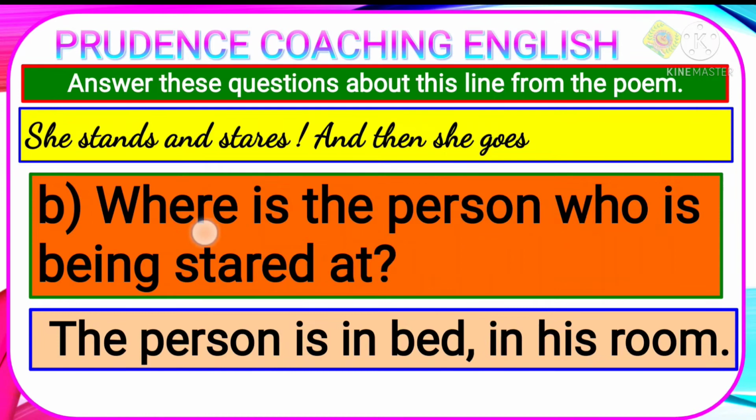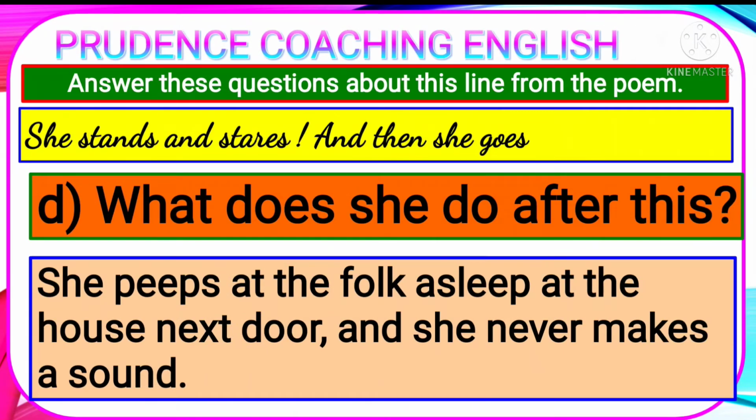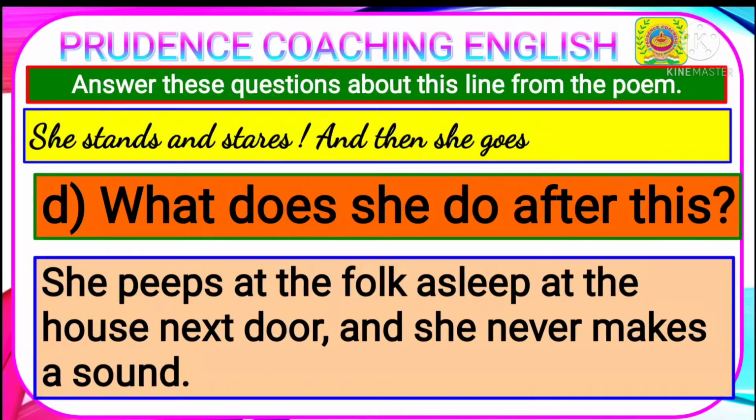Next. Where is the person who is being stared at? The person is in bed in his room. Where does she go after standing and staring? Answer. She goes to the house next door after standing and staring. Next question. What does she do after this? Answer. She peeps at the folk asleep at the house next door and she never makes a sound.